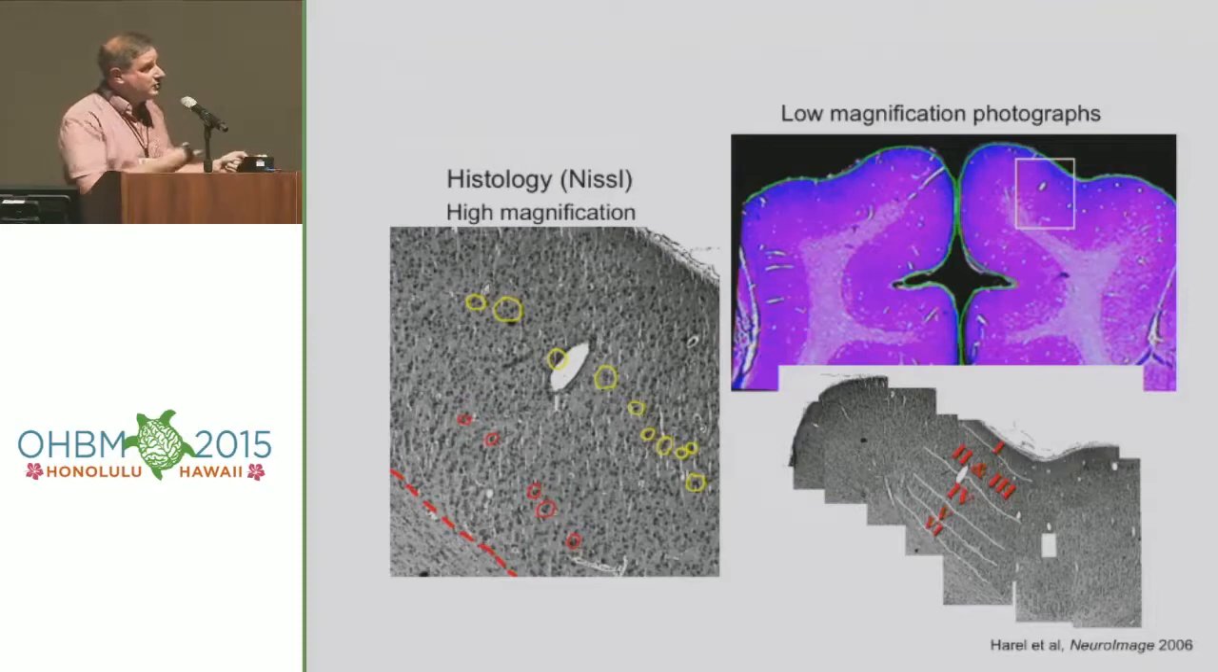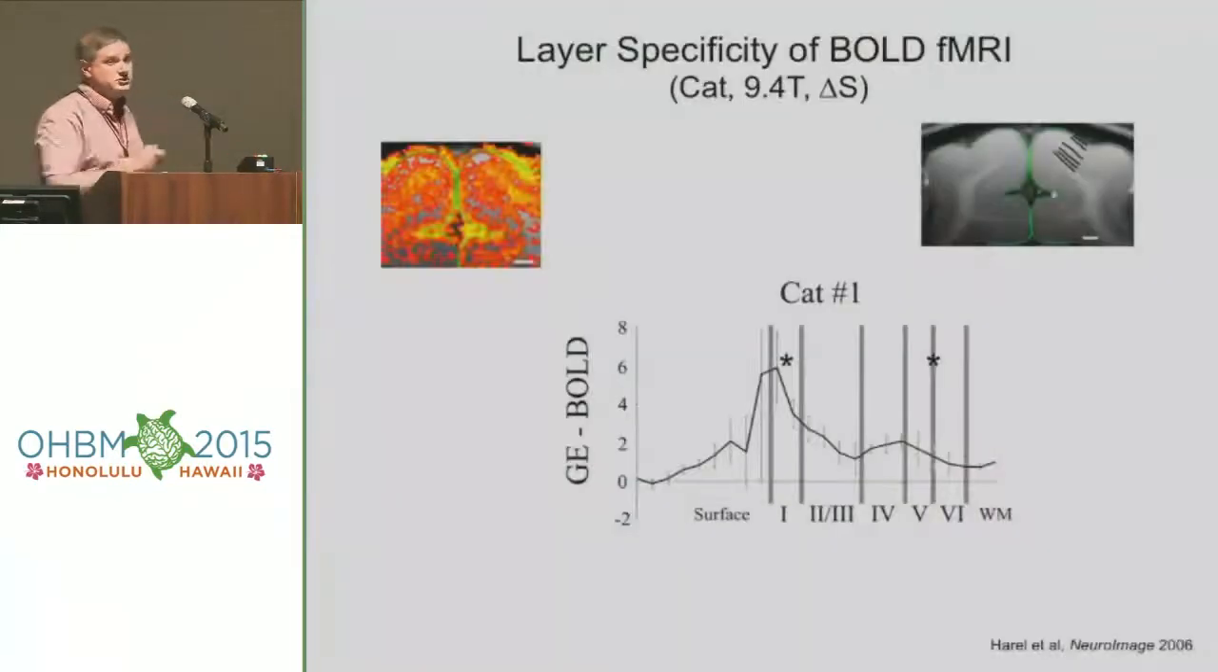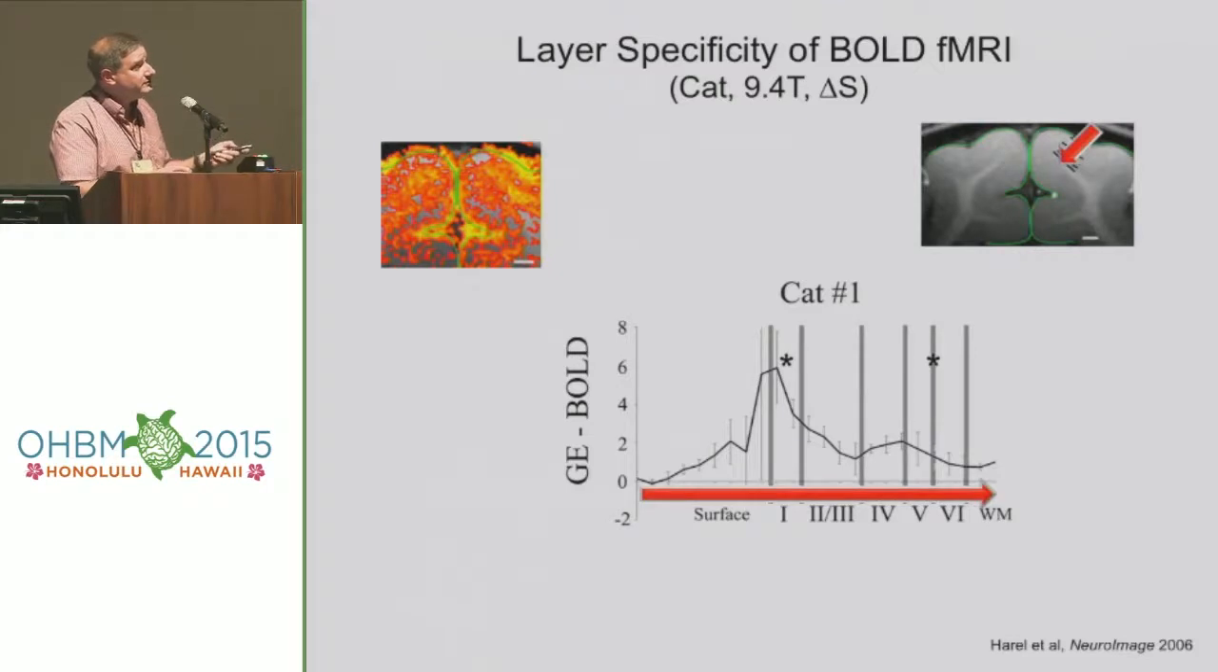And then we can go back and reconstruct these areas, but now we know exactly where the borders of the layers are based on the anatomical definition for each of these slices. So once again, we have the fMRI map, we have the anatomical data, and then we plot the BOLD signal change as a function of distance, from the surface down to the white matter.